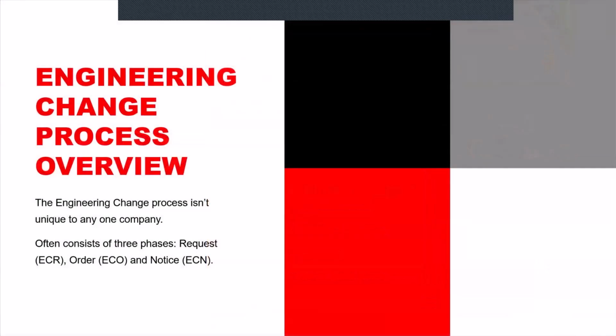As I mentioned, we're going to be reviewing an engineering change process today. An engineering change process isn't really unique. Most people have some sort of process. They might have a three-pronged approach where you have an ECR, an engineering change request, followed by an order and a notice, or you might not refer to any of those with specificity, but you likely have some aspect of this process, right?